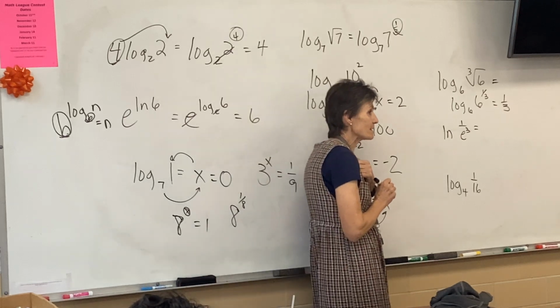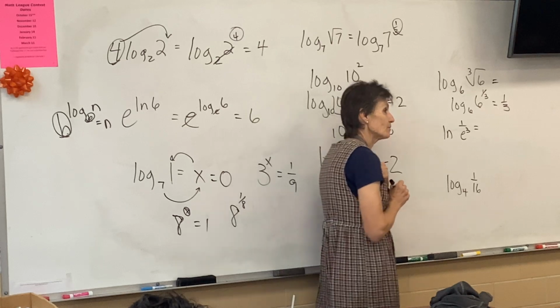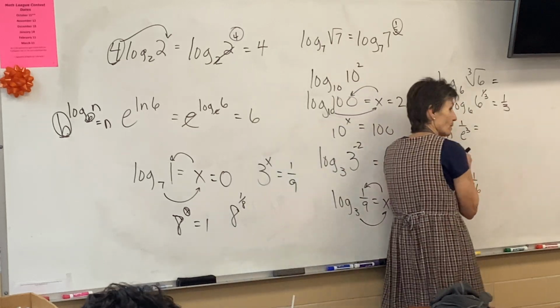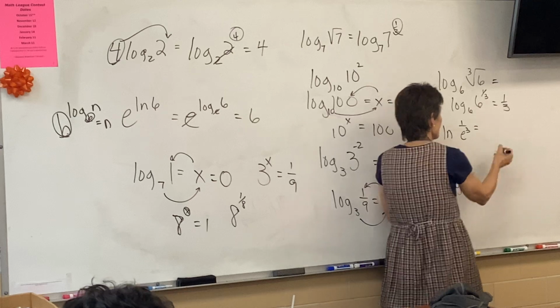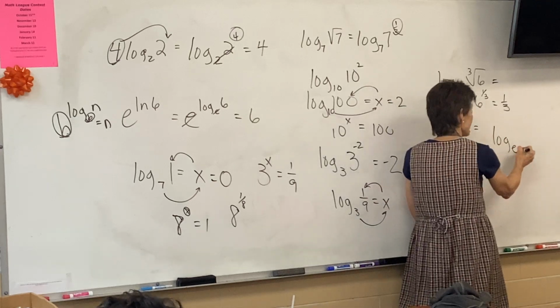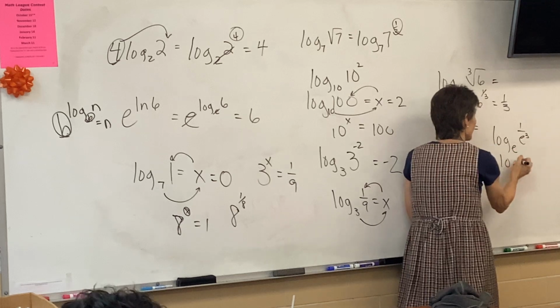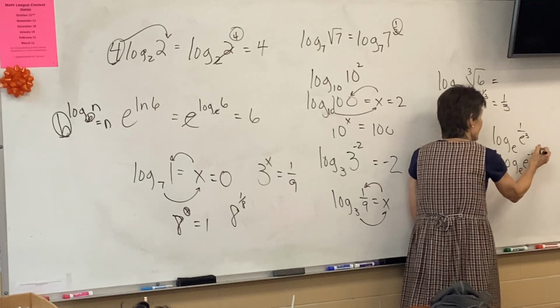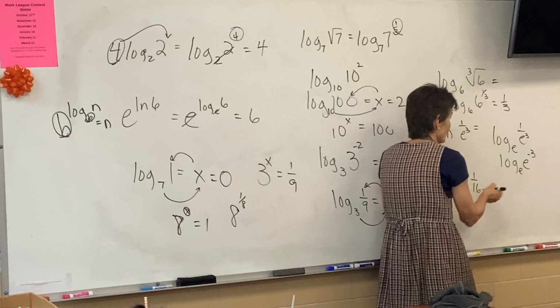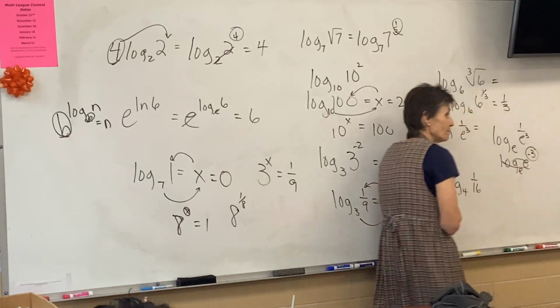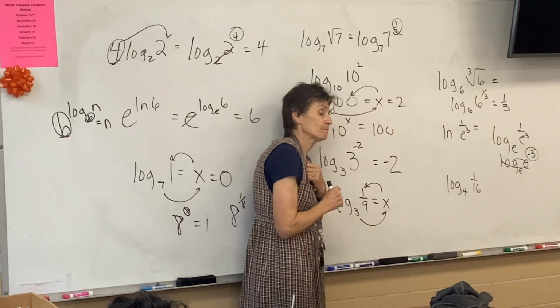What is it? Somebody said something. What'd you say? It's a -3. You're right, it is -3. Because this is the log base e of 1/e cubed, and 1/e cubed is e to the -3rd. So that's just going to be -3.